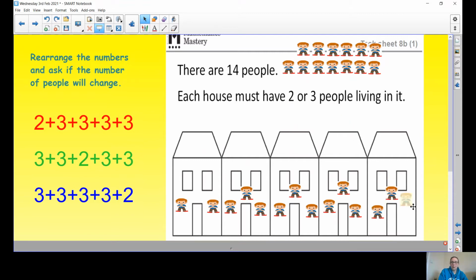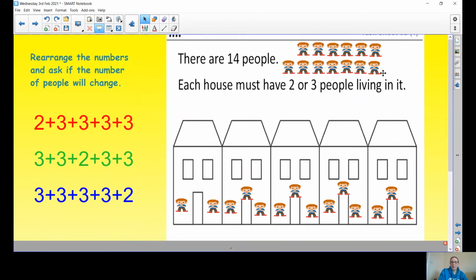Now let's check, we've still got 14 people. Oh, I moved the house. Didn't want to do that. Get rid of these people up here because we've used our 14. We've moved our 14 people into the houses. Have we got 2 or 3 in at least every house? Can you check that for me? Yes, we've got 2, 3, 3, 3, 3. So let's check: 1, 2, 3, 4, 5, 6, 7, 8, 9, 10, 11, 12, 13, 14. So we've still got 14 people.